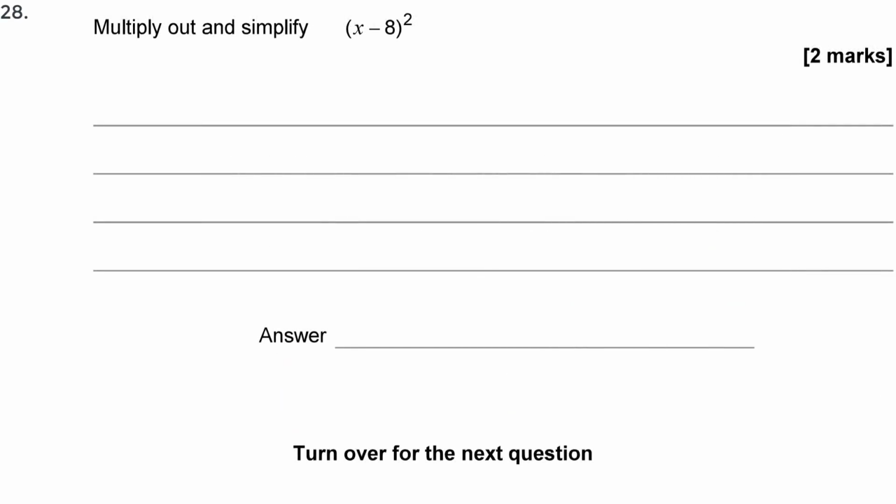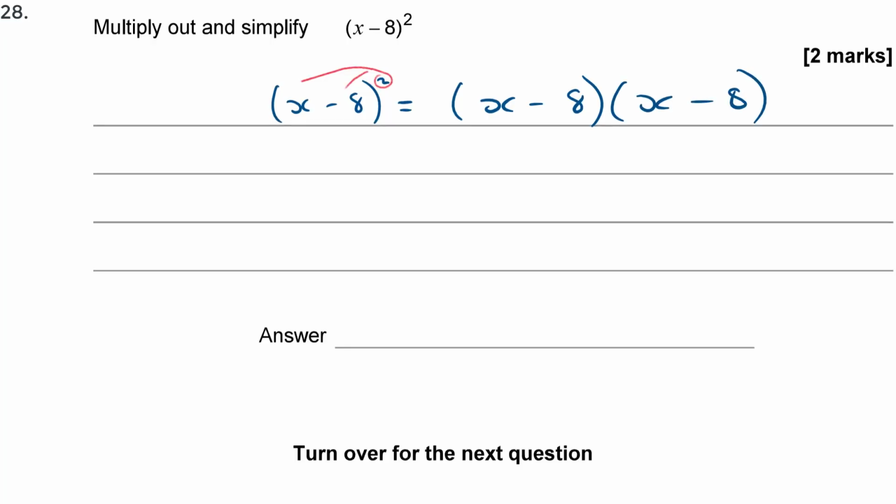Multiply out and simplify x minus 8 all squared. Okay, now x minus 8 all squared is not just distributing that there and saying it's x squared minus 8 squared. That isn't right. You're going to get it wrong if you try it that way. Actually, what you need to do is rewrite this as x minus 8 multiplied by x minus 8. It's actually a double bracket question.